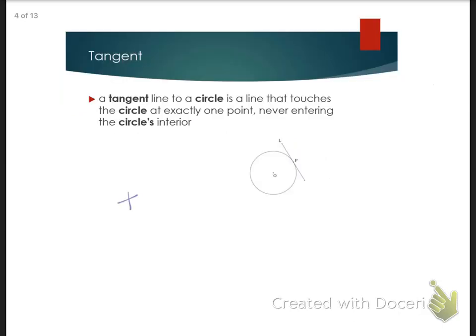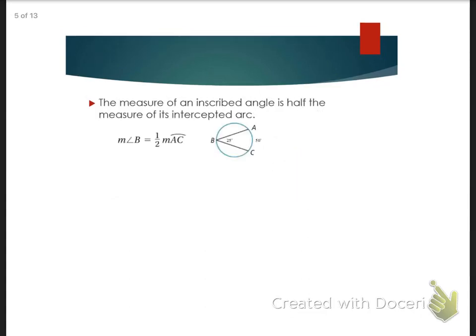Tangent, think touches. It touches the outside of your circle once, and then 99.9% of the time, it's going to have arrows and keep going. So tangent, think touches. Chord, think of a chord on a guitar, where it's going to end. And secant is like a chord, but it keeps going. Okay, so some of our rules.